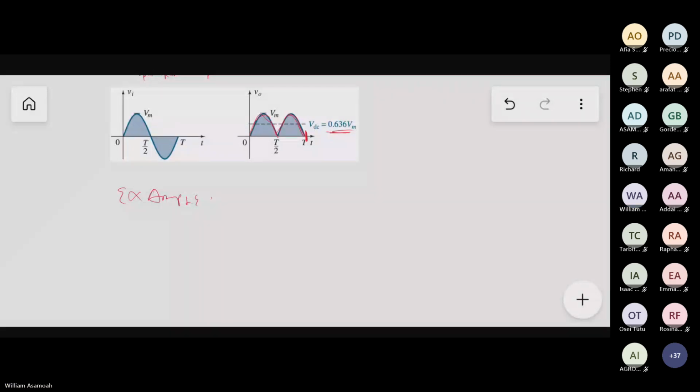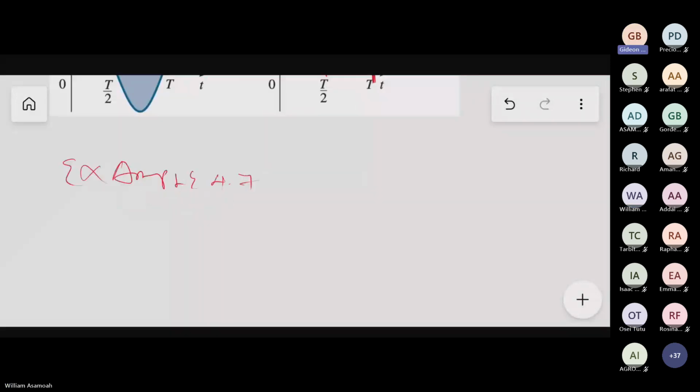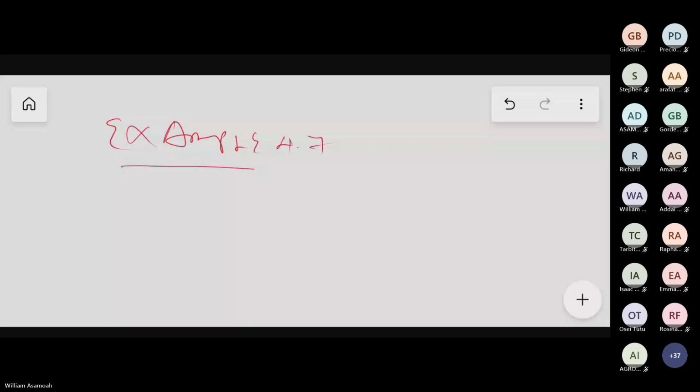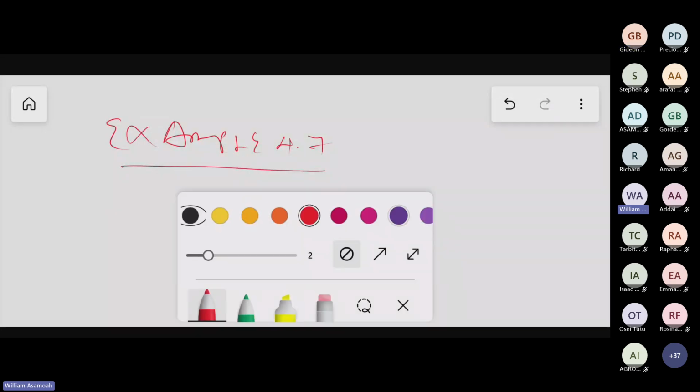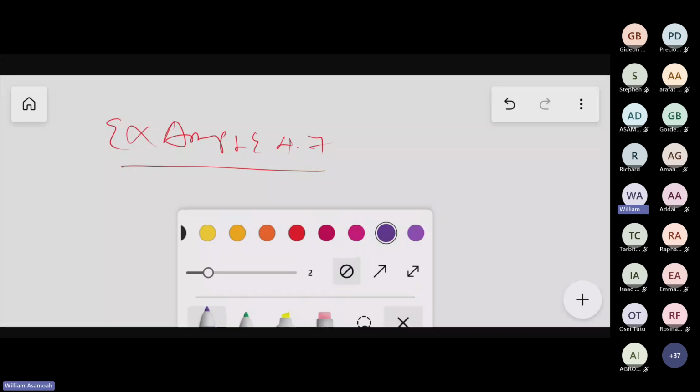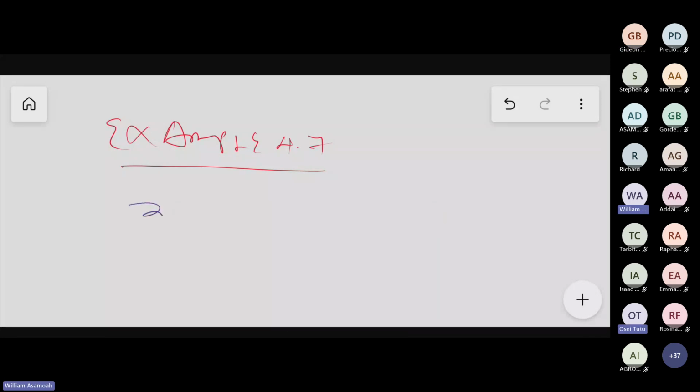Yes. 12 root 2, so 16 point... So that with 12 root 2, that's excellent, because if I tell you that is 16.97. Yes, so let me just depict the transformer here.